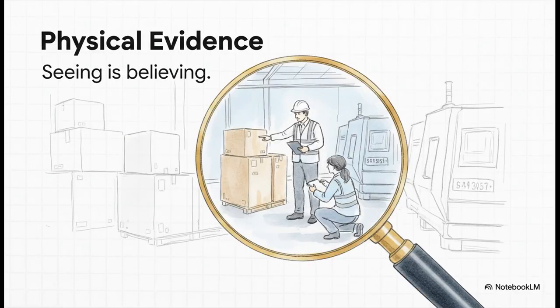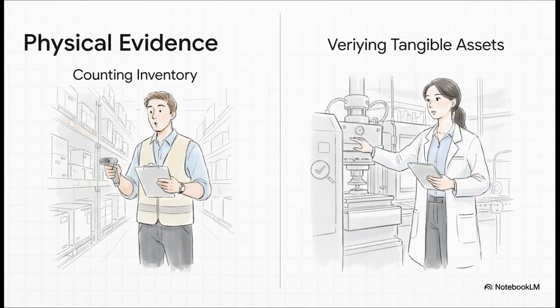All right, next up in our gold standard lineup is physical evidence, and this one is exactly what it sounds like. It's about getting out there and seeing things with your own two eyes. It's pretty tough to argue with something you can literally see and touch. When an auditor is in a warehouse physically counting boxes of inventory or laying eyes on a big piece of machinery to make sure it's actually there, that's not hearsay. That's direct knowledge, and that's why it's so incredibly reliable.